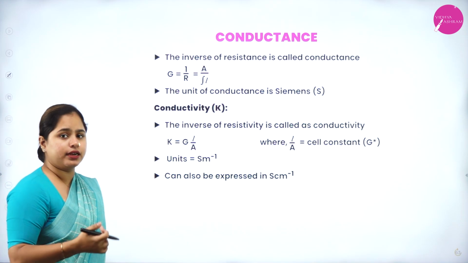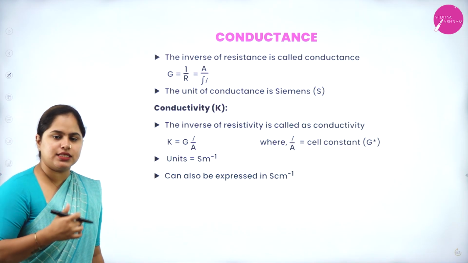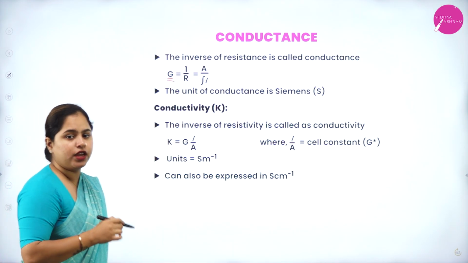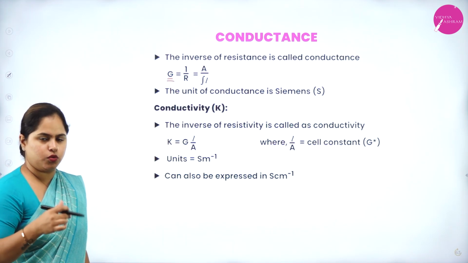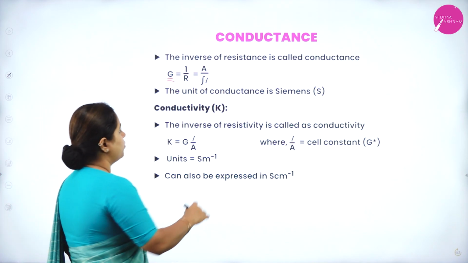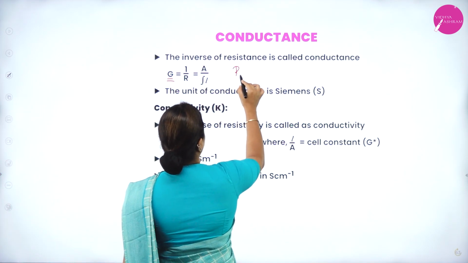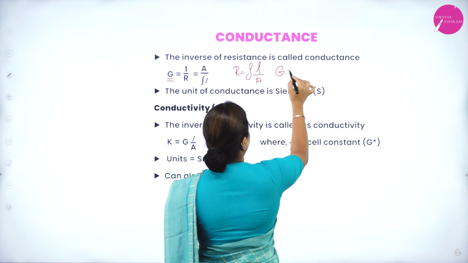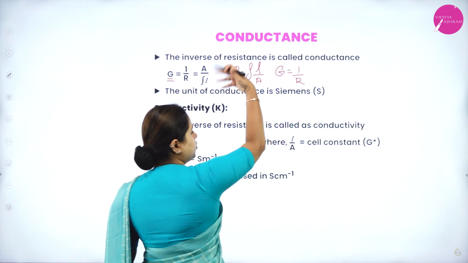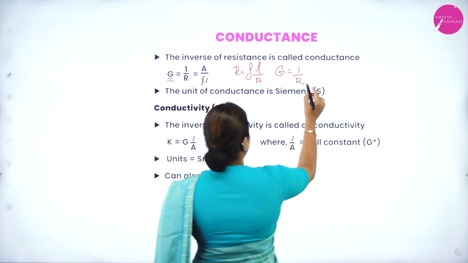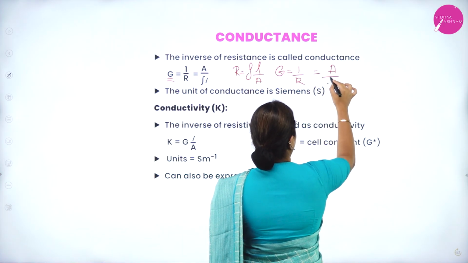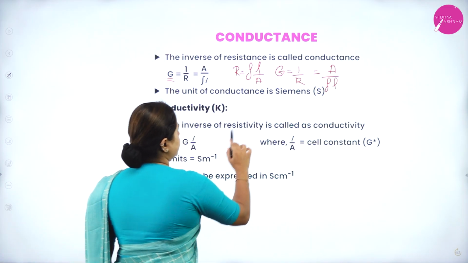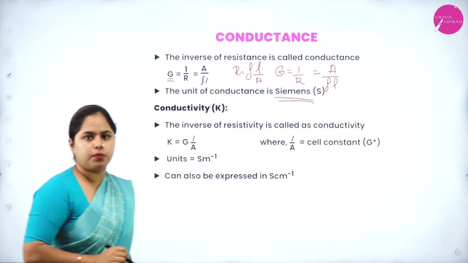Moving on to conductance. So what is conductance? Conductance is the inverse of resistance. The symbol we use is G, which is the inverse of resistance. Okay, 1 by R gives you the G value. So what will be the equation? We know that the equation for R is rho L by A. Then G will be the inverse of R. That means this equation will be the inverse of that. So you will get it as A by rho L. I hope it is clear. So that is conductance. The unit of conductance is Siemens, represented by the symbol S.